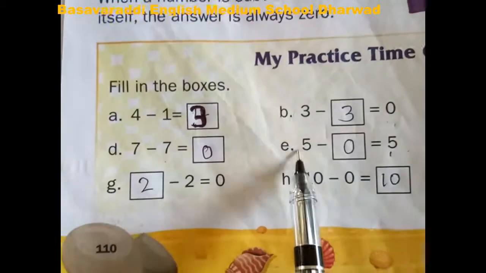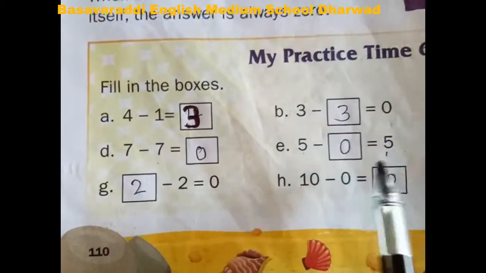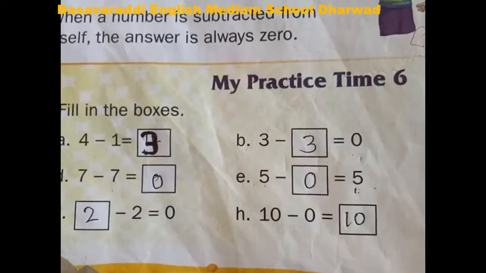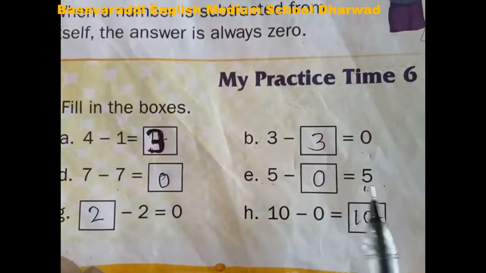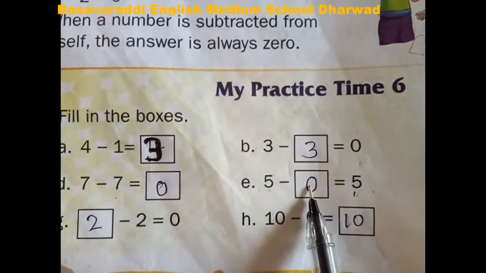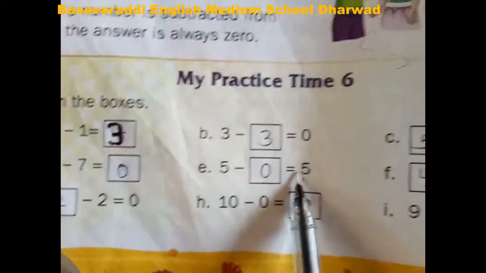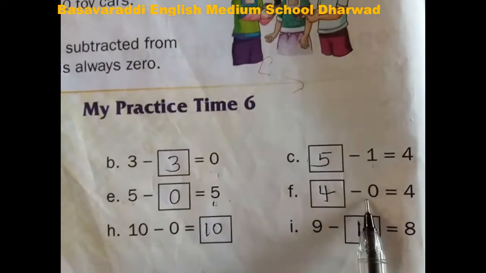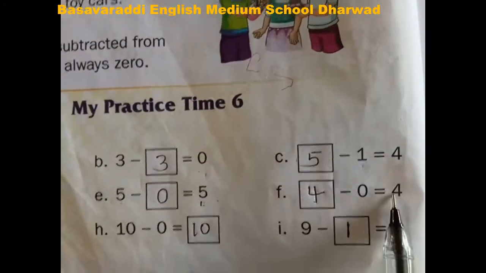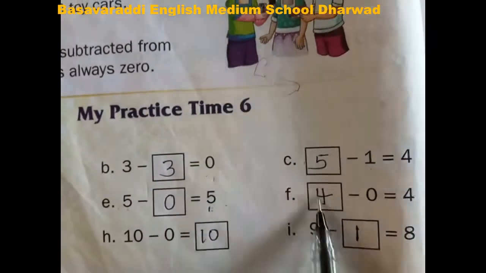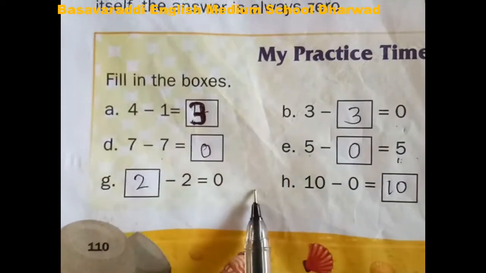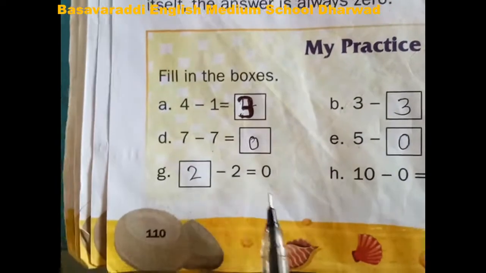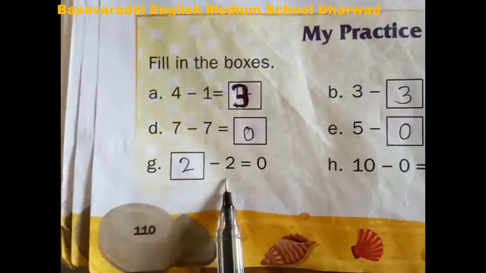So 5 minus 0 is 5 only. When 0 is subtracted, the answer is the number itself. Next, 4 minus blank, see here it is 4. When subtracting 0, the answer is the number itself only. So 4 minus 0 is 4. Then 2 minus blank, here it is 0. Subtracting a number from itself, 2 minus 2, that is 0.